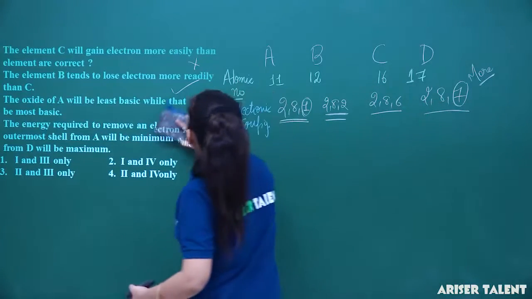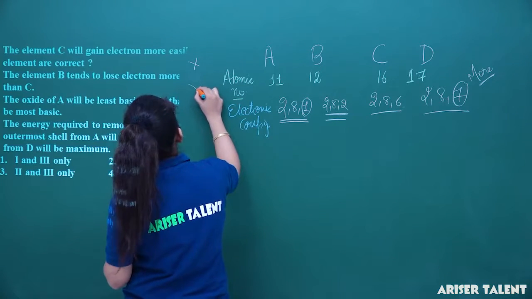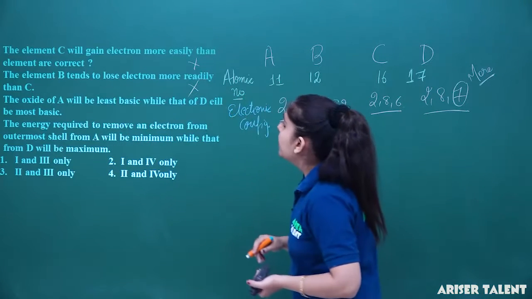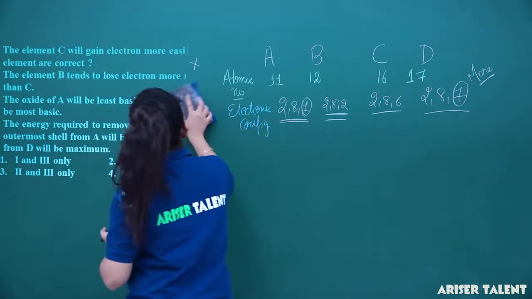Now, the first option is wrong, and the second option, the basic character is not going to increase moving from left to right. Now the third option: the second option is our correct one, the third option is our wrong one.